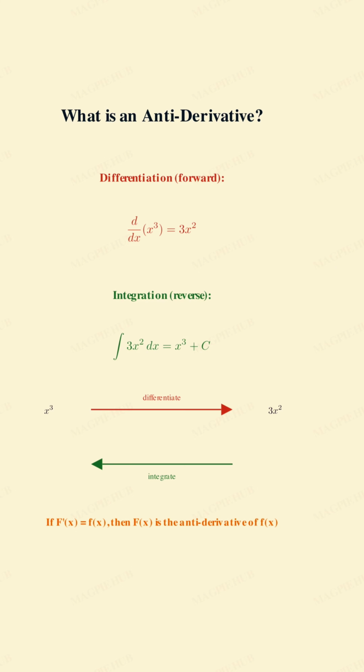The top arrow shows differentiation going forward. The bottom arrow shows integration going backward. Formally, if F prime of x equals f of x, then capital F of x is called the antiderivative of f of x. Integration finds the original function from its derivative.